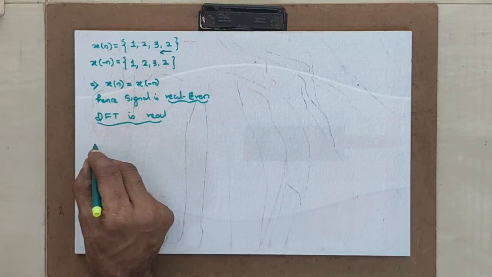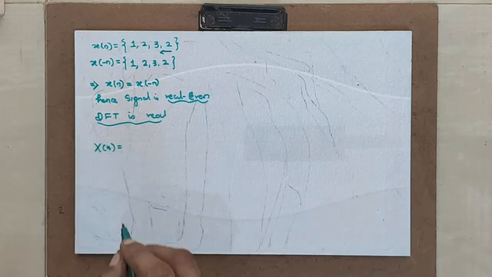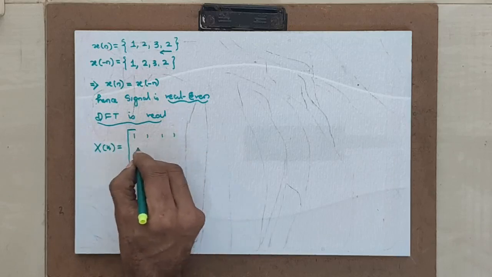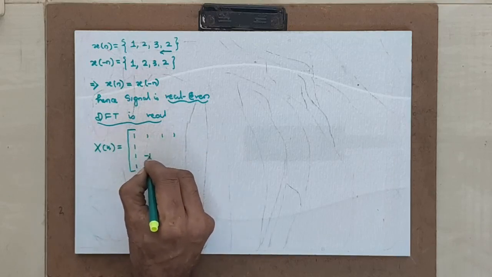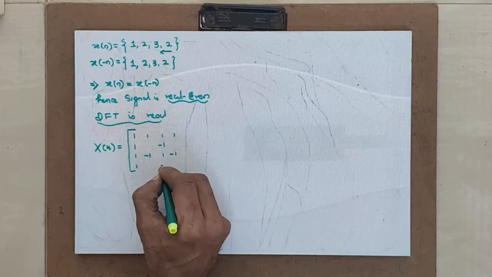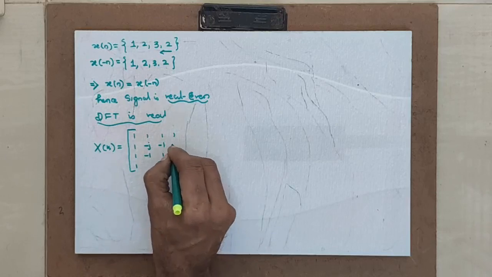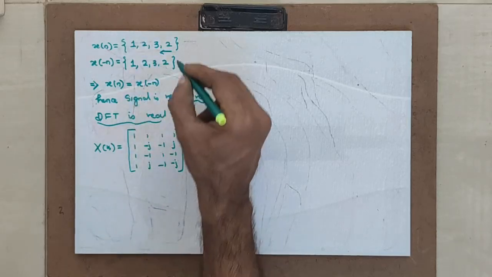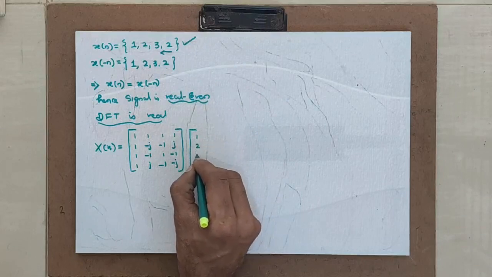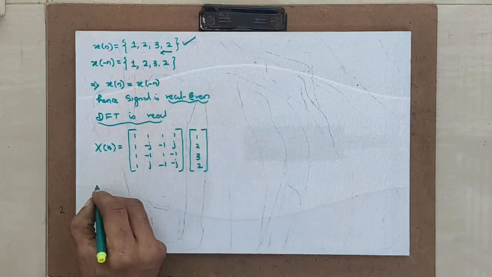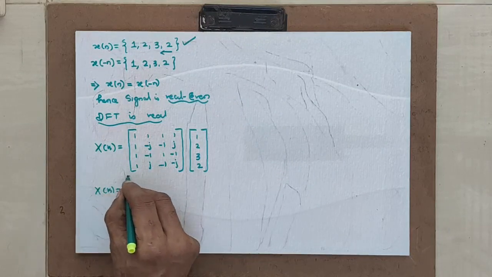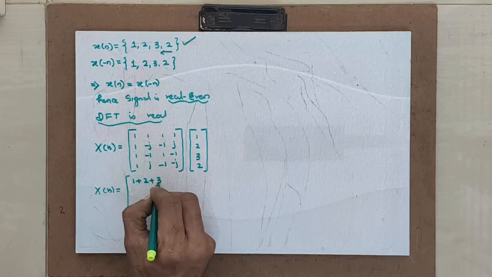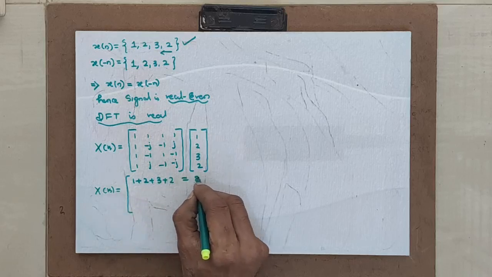Let us evaluate that. Let me find x of k. I will just use the matrix method. First row 1, 1, 1, 1; third row 1, minus 1, 1, minus 1; third column 1, minus 1, 1, minus 1; the rest filled with minus j, j and j, multiplied by the given signal 1, 2, 3, 2. X of k: first row, sum it up, 1 plus 2 plus 3 plus 2 is equal to 8.